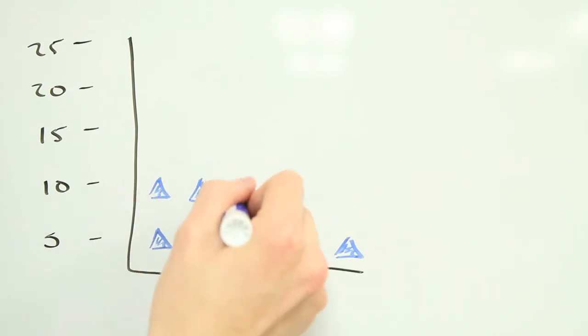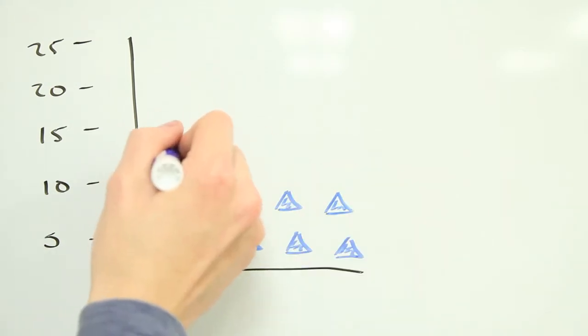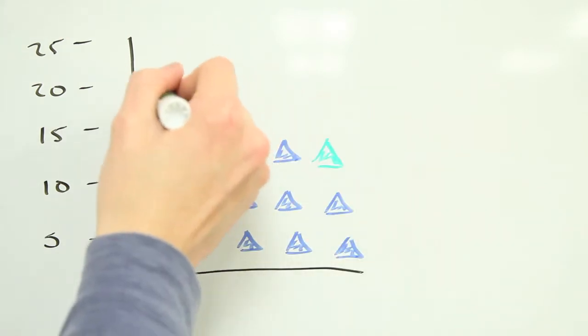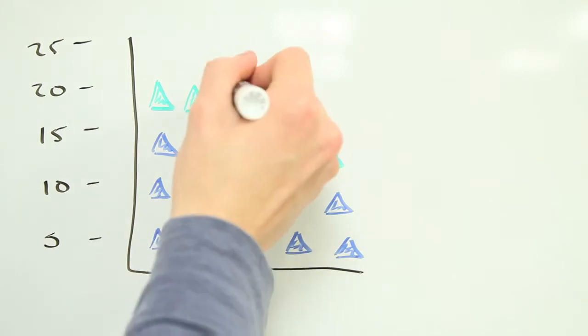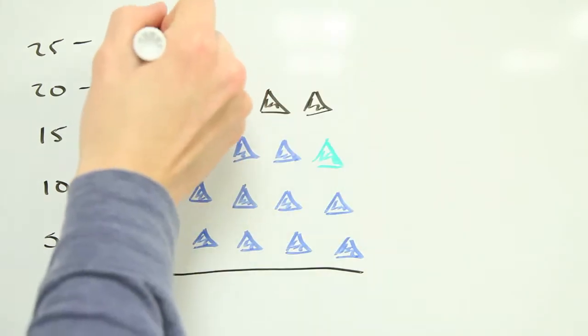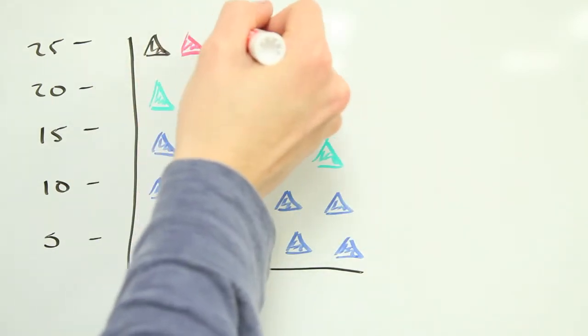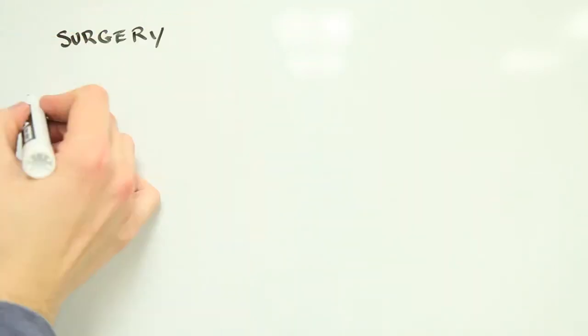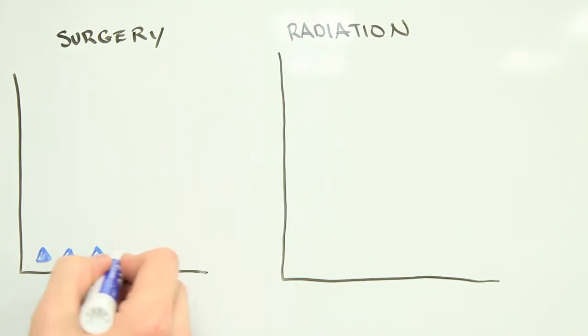In this case, 14 out of 25 people are alive in 10 years, as seen in blue. An additional 3 are alive due to more treatment, as seen in green. 4 out of 25 people die from the cancer, as seen in black, and 4 out of 25 people die because of other causes, which can be seen in red. Your doctor gives you similar icon arrays for surgery and for radiation therapy.